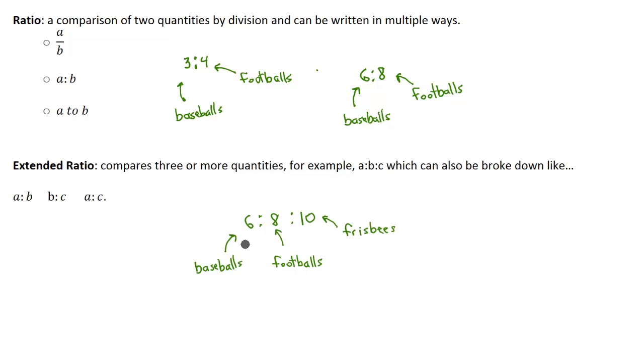Well, that's all good if I wanted to double the amount of baseballs now. So if I made that 12, then that means I also again have to double the footballs. So that becomes 16 footballs. And then I have to double the amount of frisbees. So that becomes 20 frisbees. So that's pretty much what ratios are all about right there.